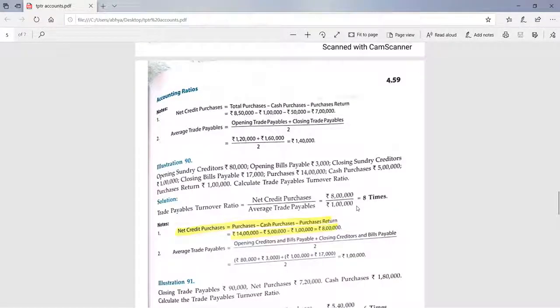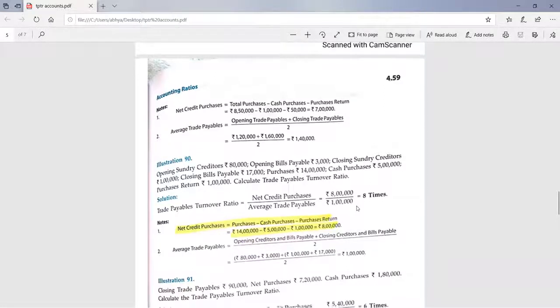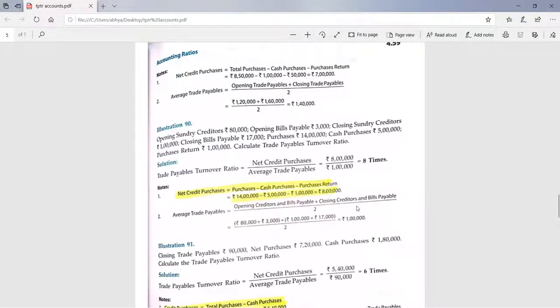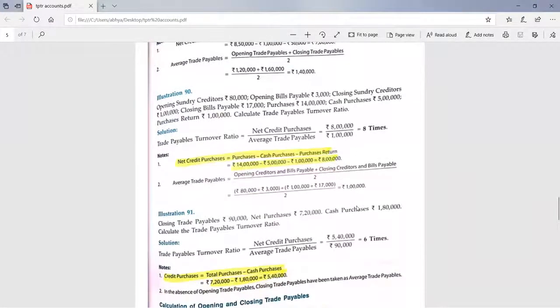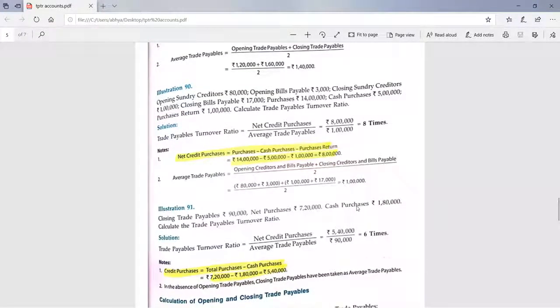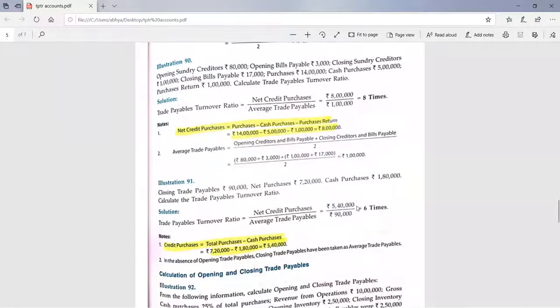No information is given about opening. So I told you earlier, when no information is given about opening, then you need not calculate the average. Yes, you will be dividing by 90,000 itself. You will not be calculating average trade payables, because only closing is given and no information is given about opening. So you need not divide by 2 by assuming opening 0. So the answer is 6 times. Very good. Next.